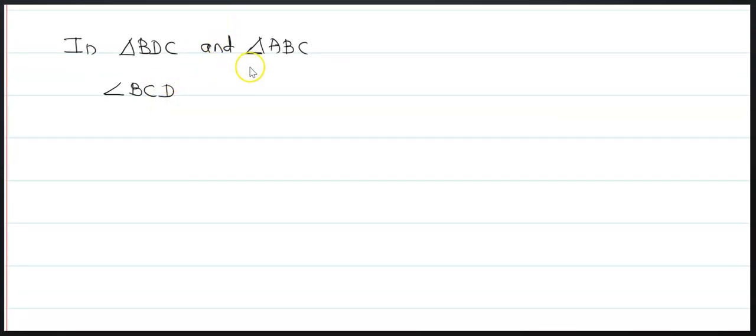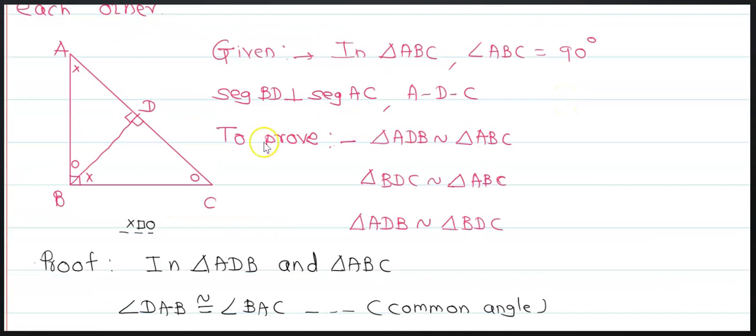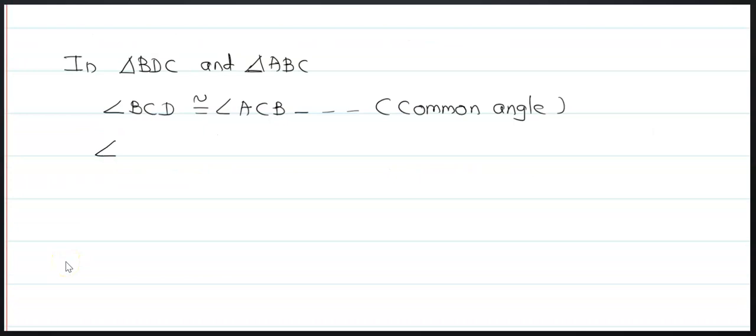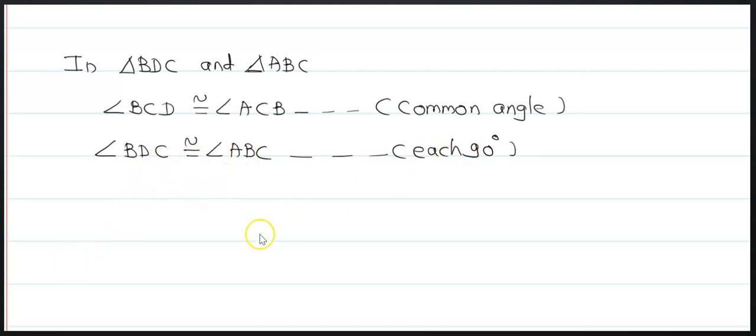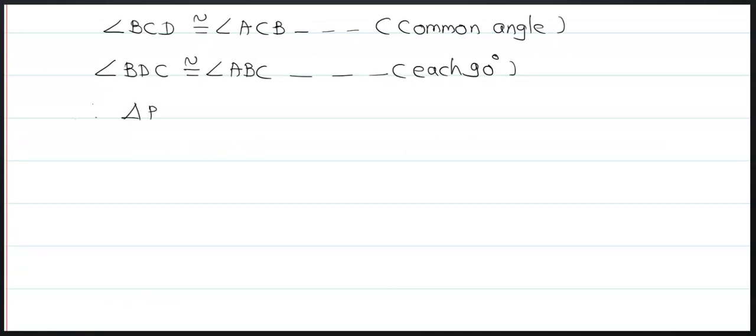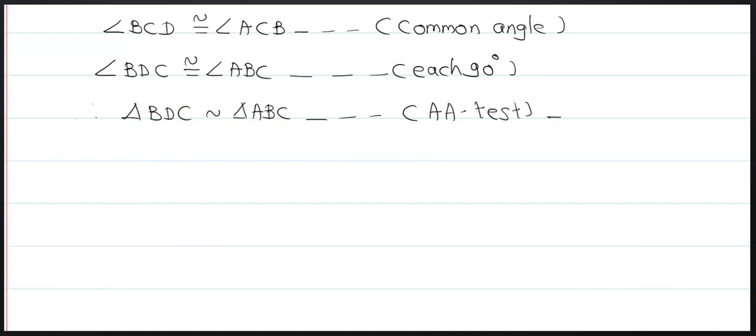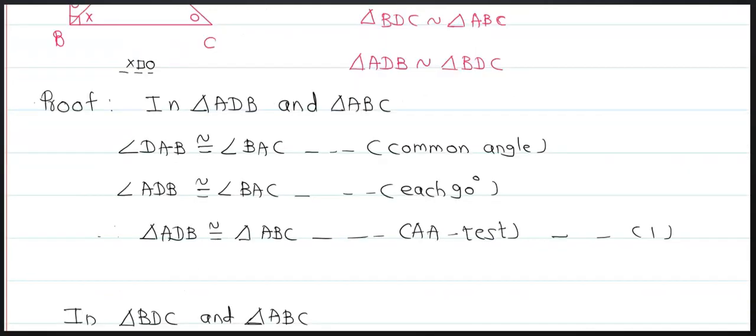Now next, BDC and ABC. Again, angle C is common to both of them. This is angle C. And angle BDC is congruent to angle ABC, each 90. Therefore, these two triangles are similar. BDC is similar to ABC by the angle test. This is number 2.